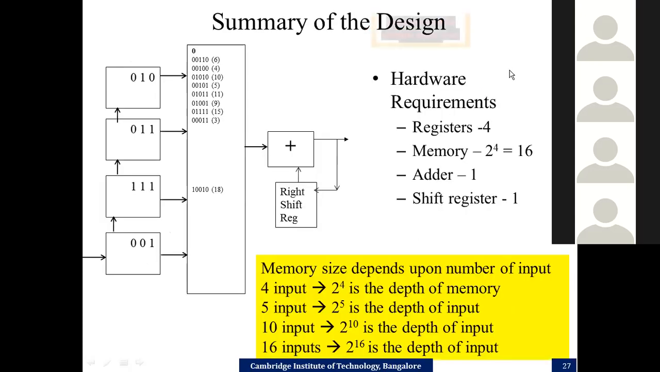If the input is 4, you need to have a memory LUT of 2 power 4. If the input is 5, you should have 2 power 5. If the inputs are 10, you should have 2 power 10. So depth is 2 power 10. If you're having 16 inputs, your depth will be 2 power 16. So you need to have 65536 locations of the LUT.